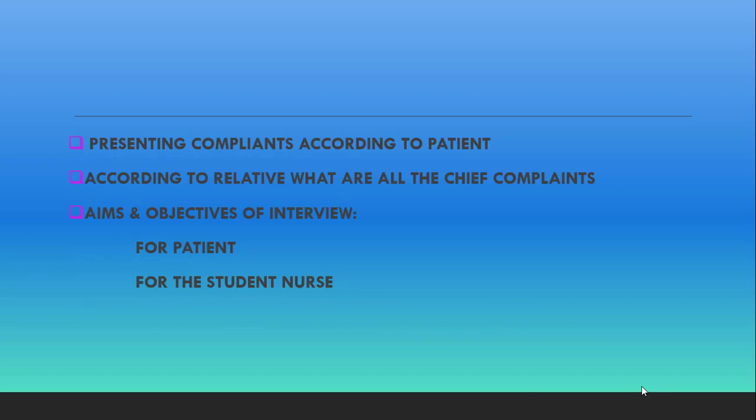Then second thing is write the present chief complaints of the patient according to the patient. According to the patient, what he is feeling or what she is feeling about his condition, that you have to write. Then you have to write the chief complaint according to the relative's point of view or the person who is giving information about the patient. So according to the relative's point of view, what are all the chief complaints? That's the next heading which will come under this process recording.